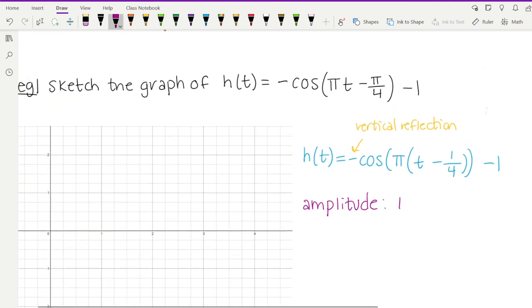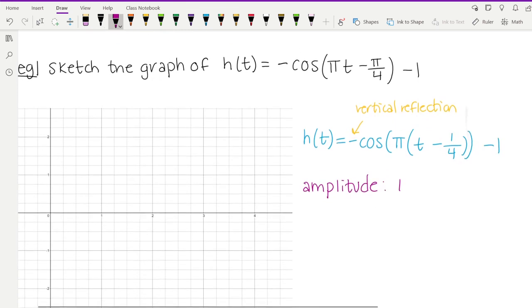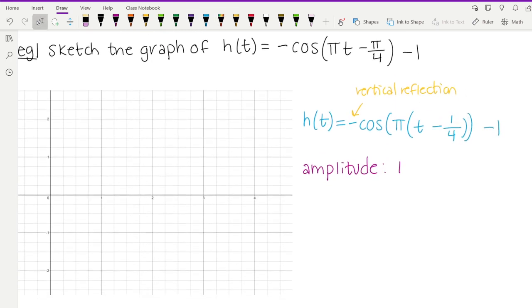Okay, so next up, we want to figure out the period, phase shift, and midline, right? And so I'm trying to be consistent with my color coding here. Let's see, I think it was green. So the period is just going to be 2 pi divided by the coefficient of t, right? And so that's 2 pi over pi. And so the period is going to be 2.